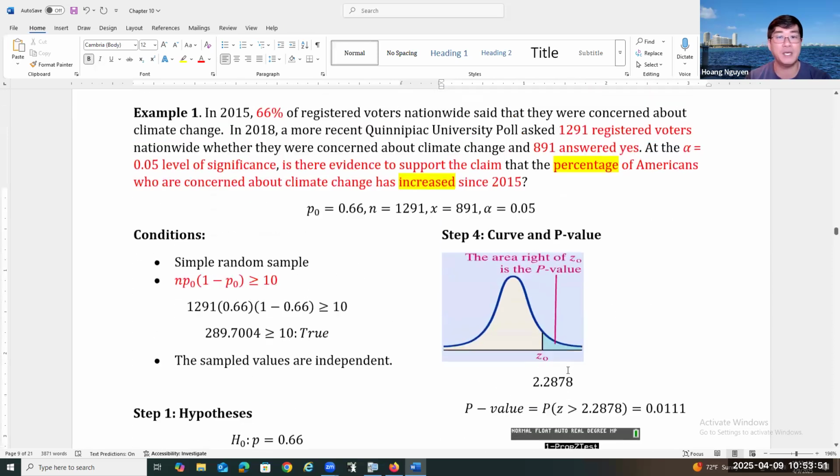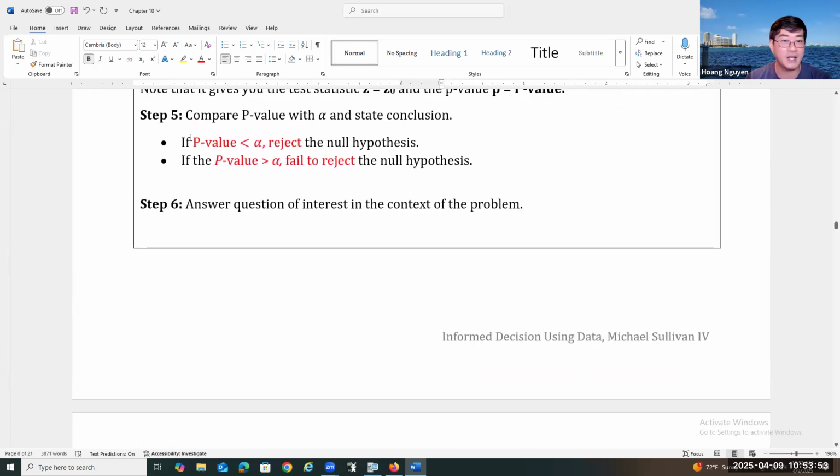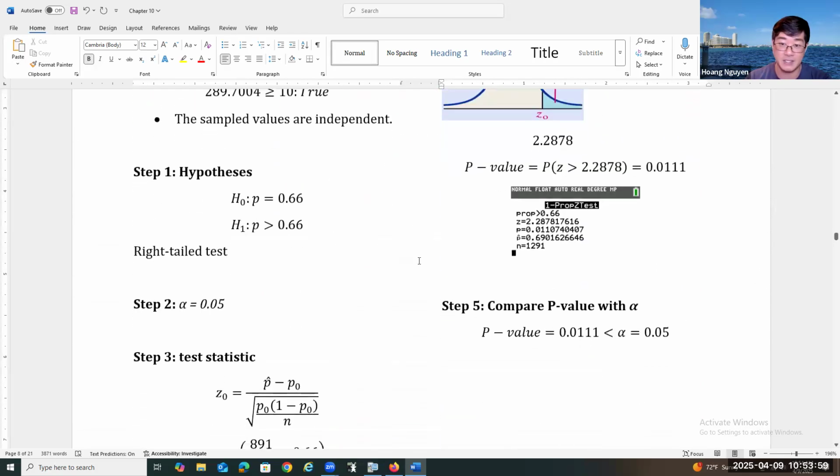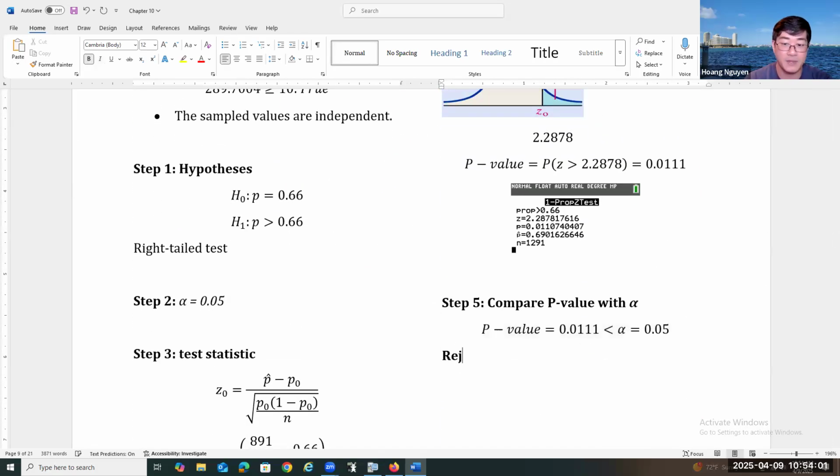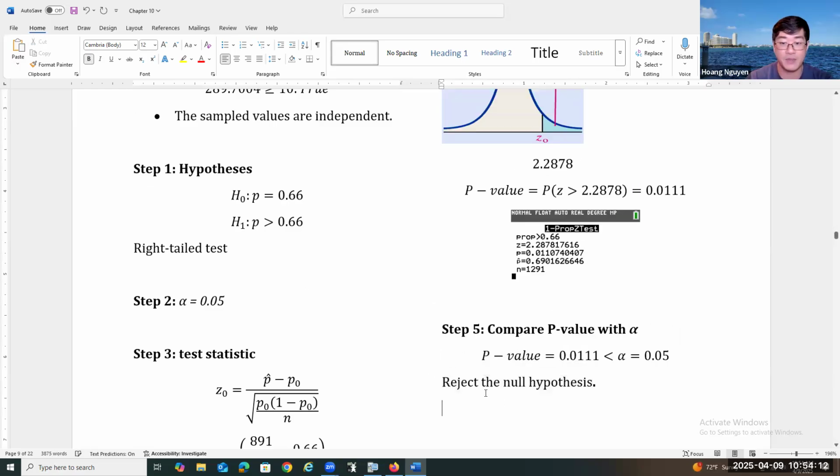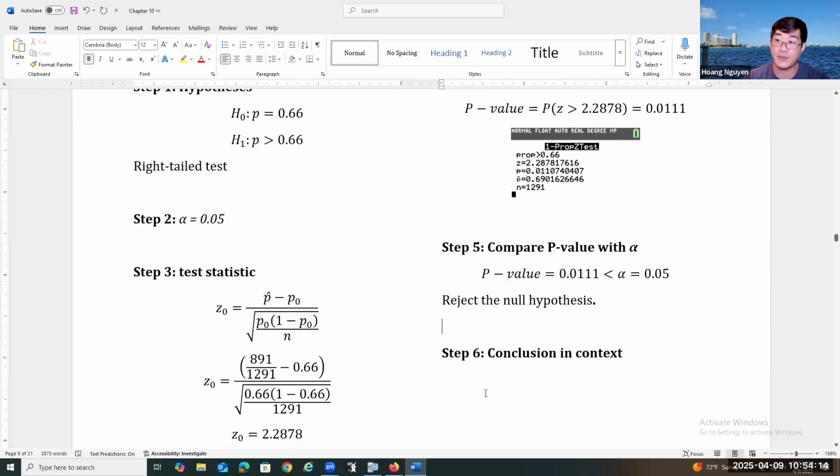So if the p-value is less than alpha, let's take a look at the summaries over here. If the p-value is less than alpha, we reject the null hypothesis. So we're going to reject the null hypothesis. That's going to be your conclusion. Based on this sample data, we reject the null hypothesis. If we reject the null hypothesis, it means that the null hypothesis is no longer true. It's not right based on the sample that we have.